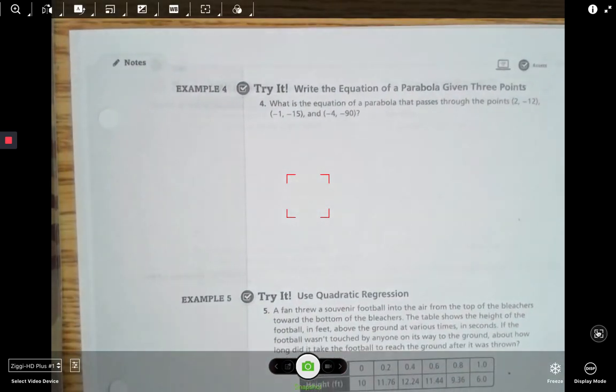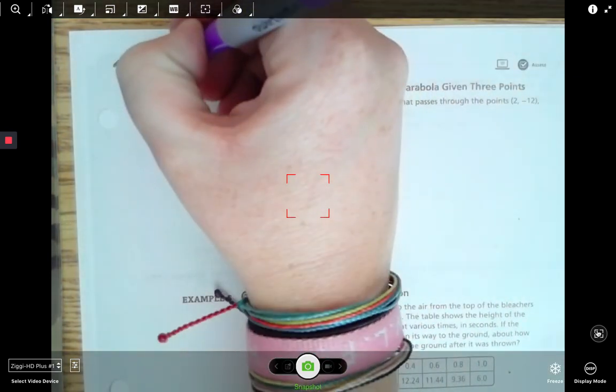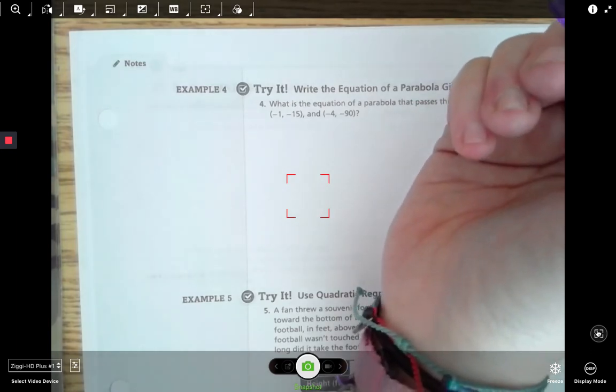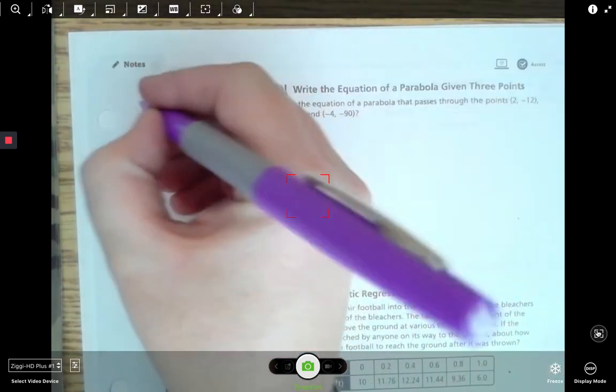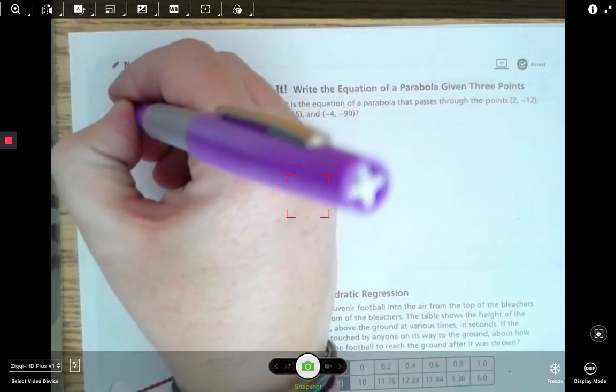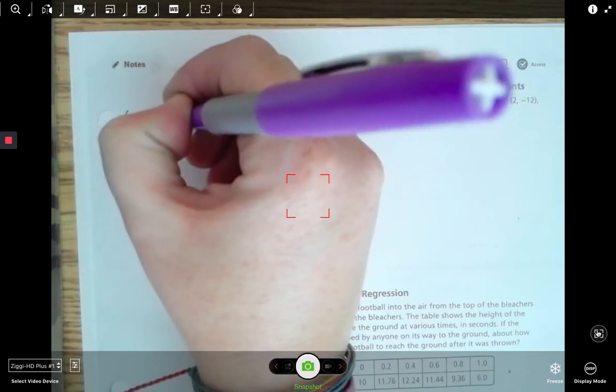All right, example 4. It says, what is the correct equation of a parabola that passes through the points, and it gives us 3 points? I want us to actually do the example that was also in the book. It's the same directions. What is the equation of a parabola that passes through the points? The first point is negative 2, 32.